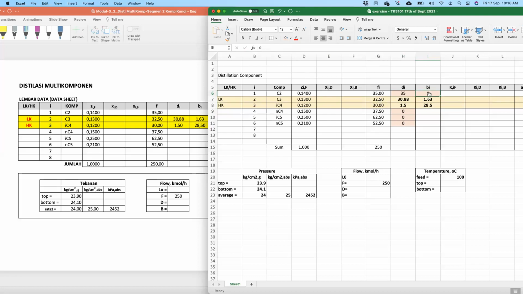So again, this is going to be the assumption. And to get the B_i, it is equal to the amount of the component in the feed minus the component in the distillate. This is my assumption. The assumption can be right, can be wrong. So now we know the amount of distillate and bottom for each component, and then we can sum it up.